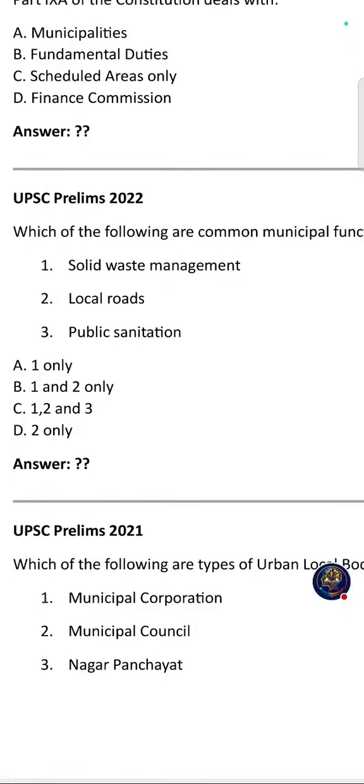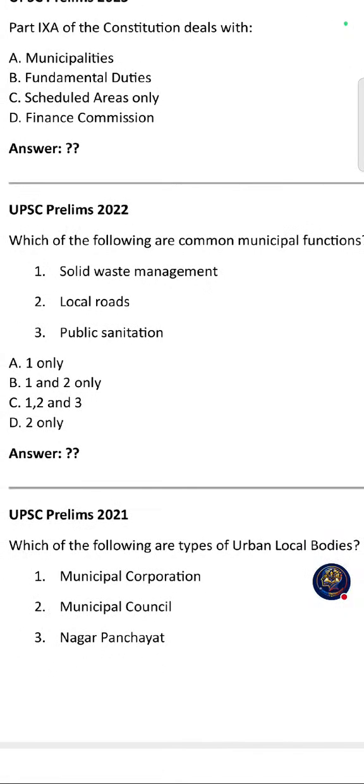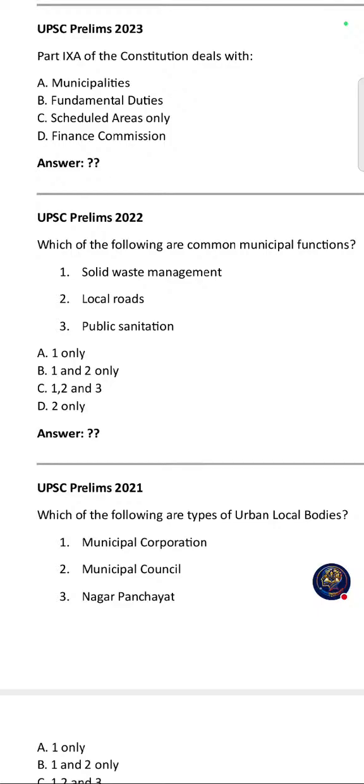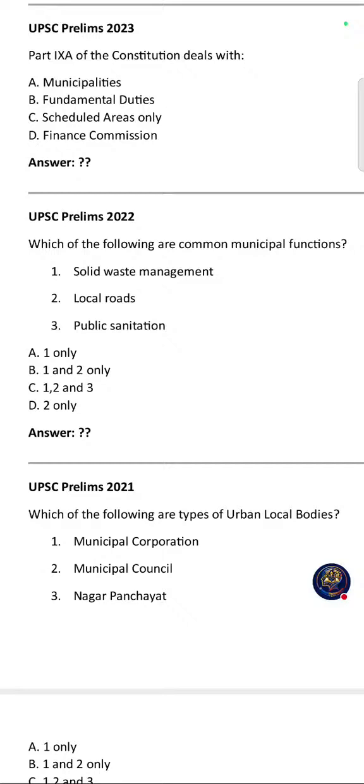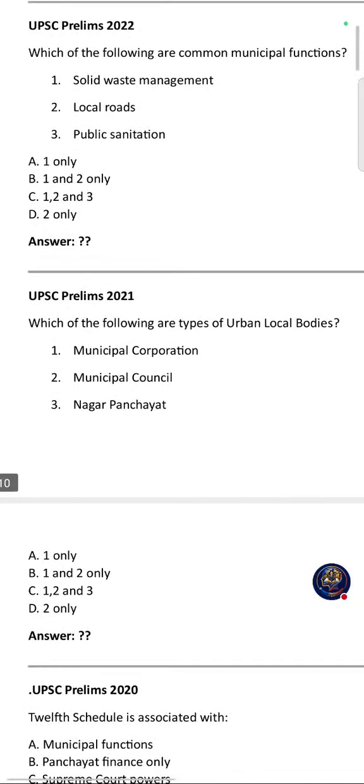Next question. Which of the following are common municipal functions? 1. Solid waste management, 2. Local roads, 3. Public sanitation. All three are correct. Solid waste management, local roads, public sanitation.